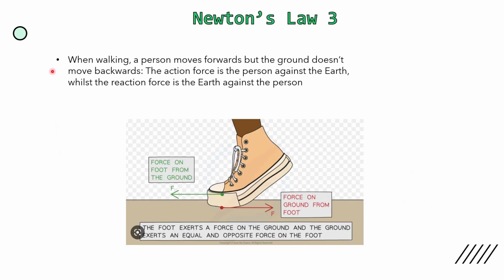This could be the question. When walking, a person moves forwards, but the ground doesn't move backwards. Explain. The answer could be: the action force is the person against the Earth, whilst the reaction force is the Earth against the person. Let's have a look at this photo.